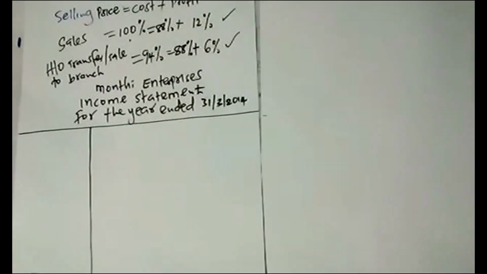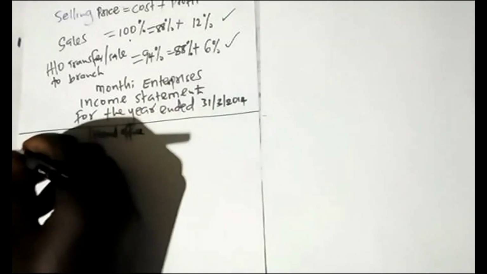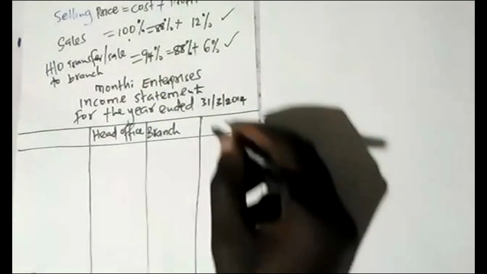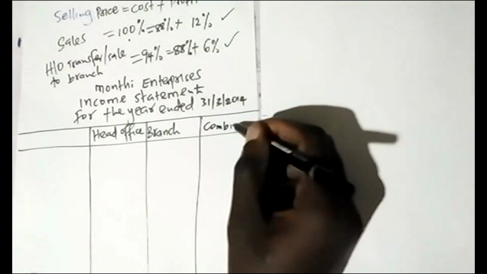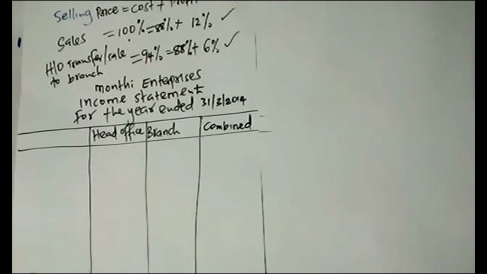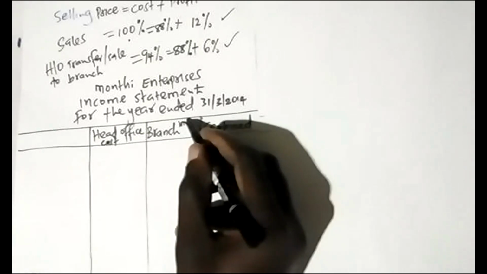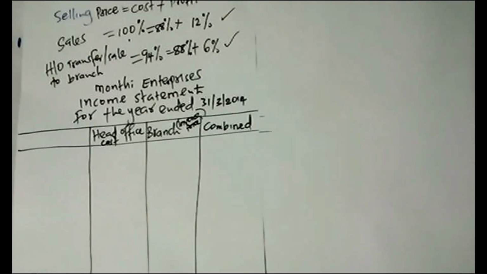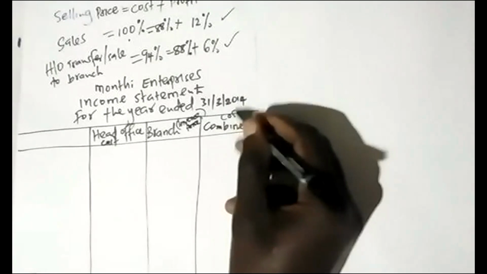So remember that the head office will prepare its own statement. The branch will do the same. And we have for the combined. So the transactions of the head office will be maintained at cost. This one is at invoice price, which means at cost plus profit. That is invoice price. Then this one is at cost.